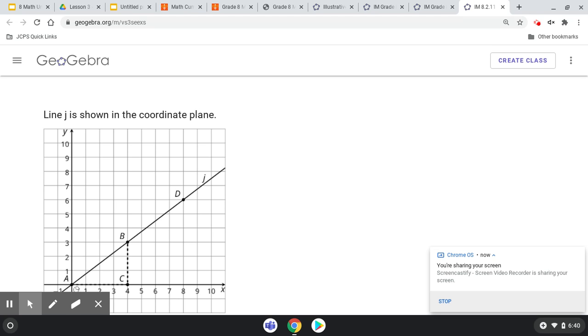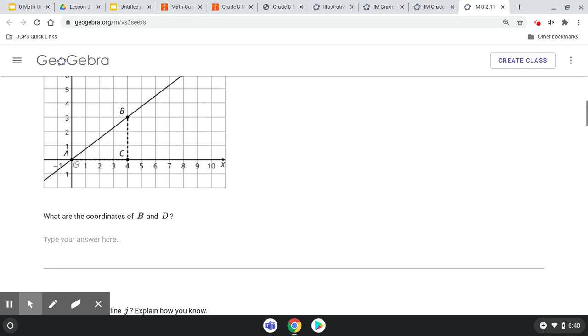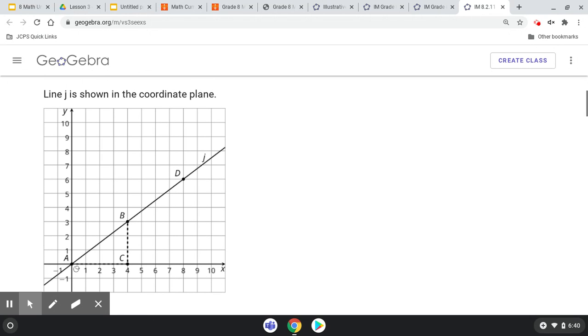Okay, so we are going to work on 11.2, which is titled What We Mean by an Equation of a Line. So we have this graphic here, and it says that line J is shown in the coordinate plane. And then there's a couple of questions, so we're going to go over these questions together to make sure we all kind of understand what's happening here.